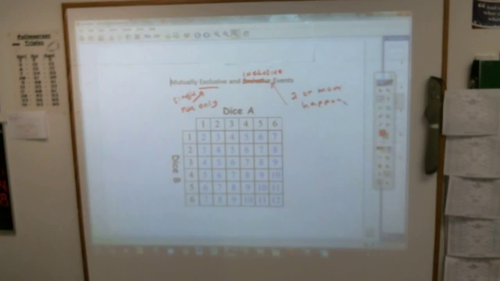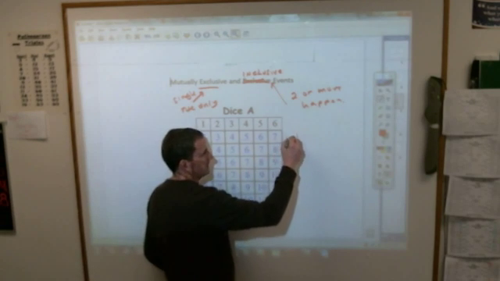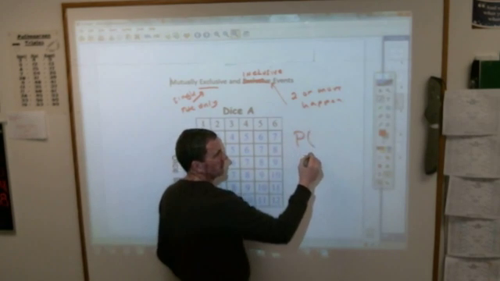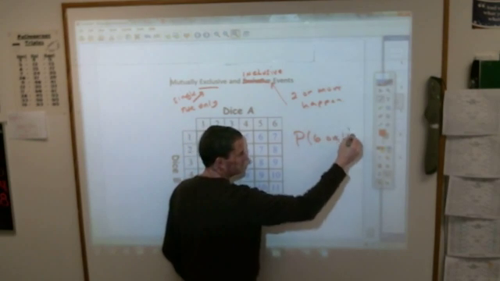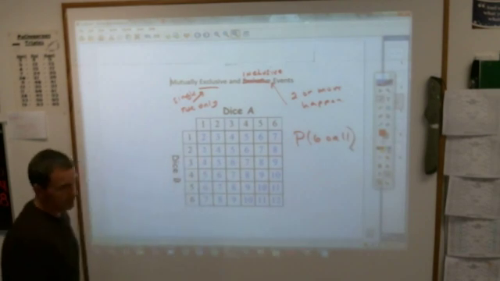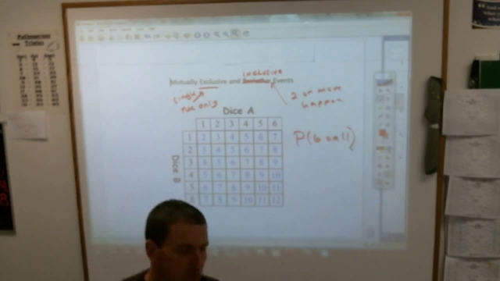A sum of a 6 or a sum of 11. Okay, if I asked you to find the probability of rolling a 6 or an 11.